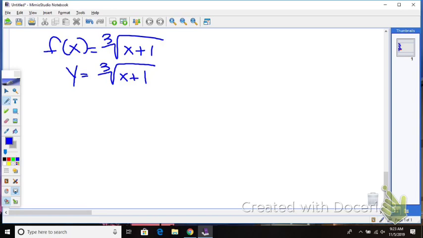Switch x and y. So I have x is equal to the cubed root of y plus 1. I didn't do any math there. I just switched their places. Cube both sides. Now I need to cube both sides because what am I trying to get to?